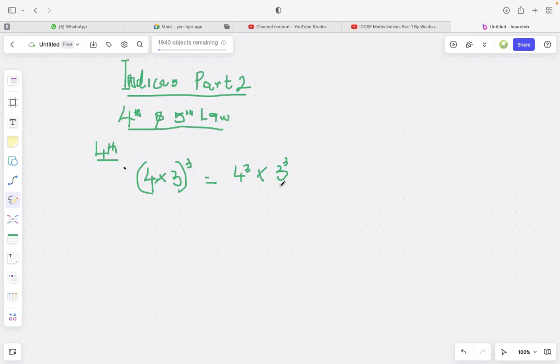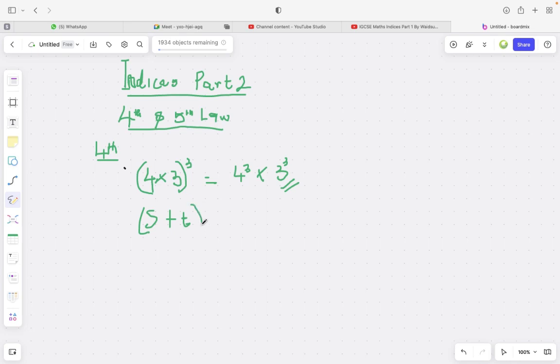So what do we have here? We cannot use the first law, so we just wrap it up here. This is what is going to lead us to what we call the fourth law. Another example: s times t raised to a certain power.